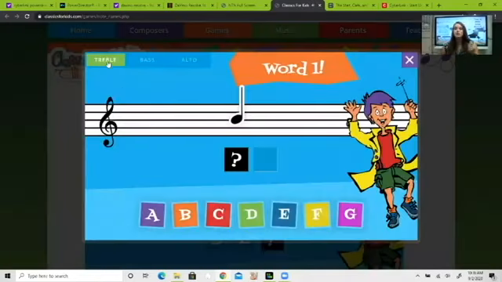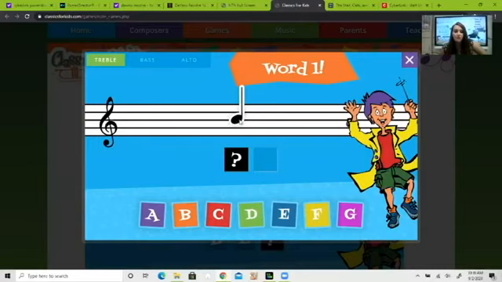Make sure it is set to treble clef, okay? Make sure it says treble up there. And what you're going to be doing, and this is not timed, so you can take your time with it, is create notes that spell a word. So now let's check this out a little bit.